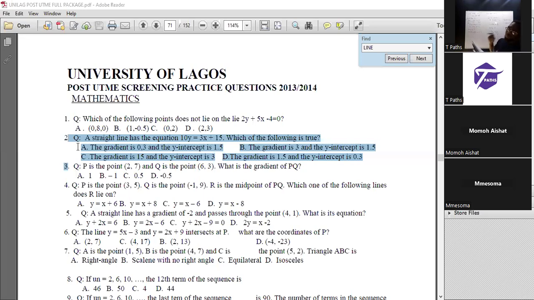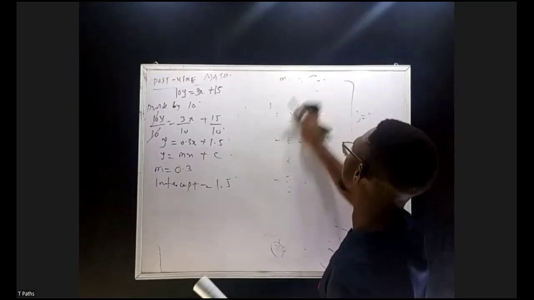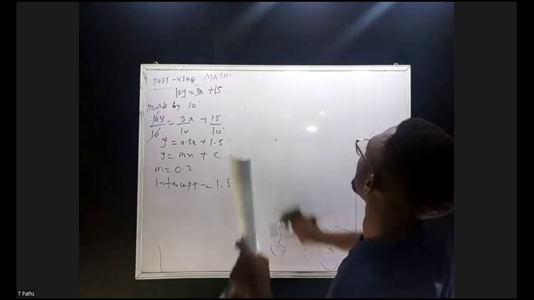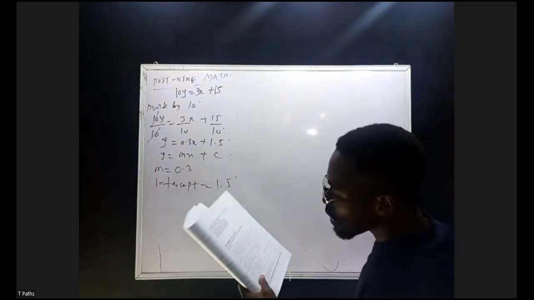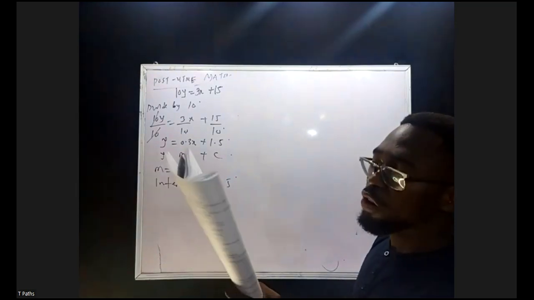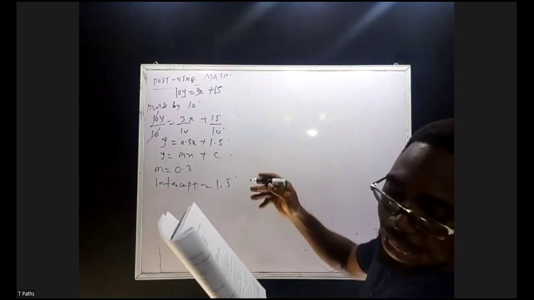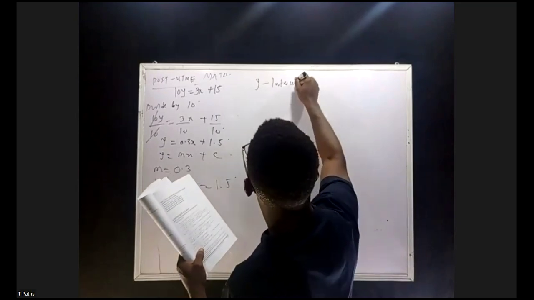But let me tell you something. Although you might not see this in your exam, if I don't tell you and you see it in your exam... What do I want to tell you? Watch. The question says, which of the following is true? The gradient and the y-intercept. The question asks for y-intercept.